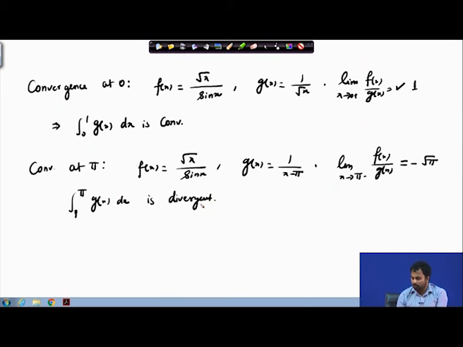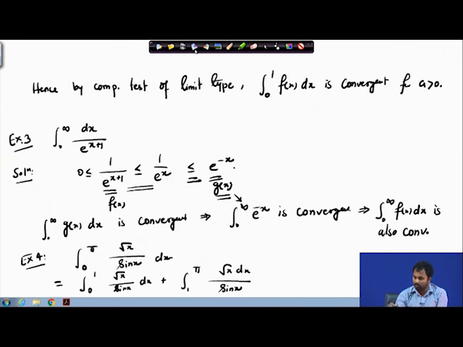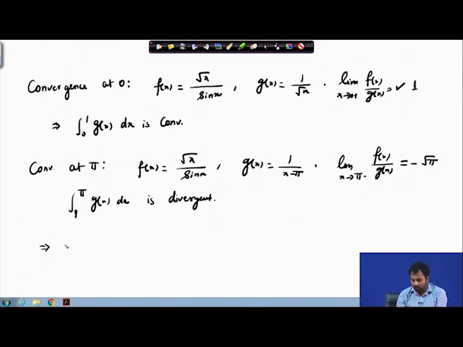Since this one is divergent, our second sub integral will be divergent. However, our sub integral I 1 is convergent. Convergence plus divergence means that the whole integral is divergent. So, I is equal to I 1 plus I 2, and since I 2 is divergent and I 1 is convergent, the whole thing will be divergent. Therefore, by this comparison test of limit type, I was able to show that the given integral I is divergent.